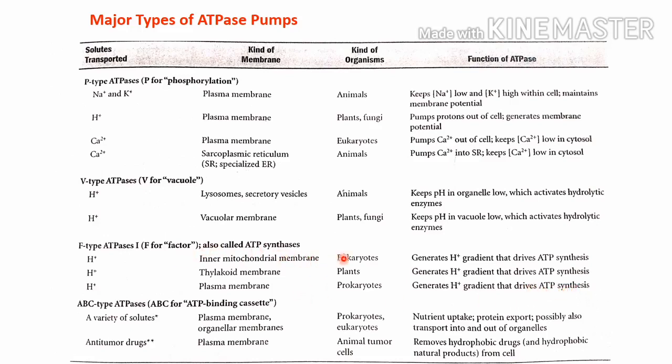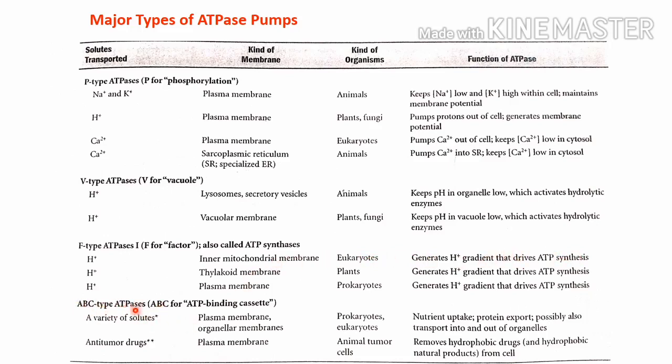And in the case of eukaryotes, we know that mitochondria are the powerhouse of the cell, and the mitochondria generate their energy through this hydrogen ion gradient: the hydrogen ions are transported from the intermembrane space to the mitochondrial matrix, and thus the synthesis of ATP takes place.